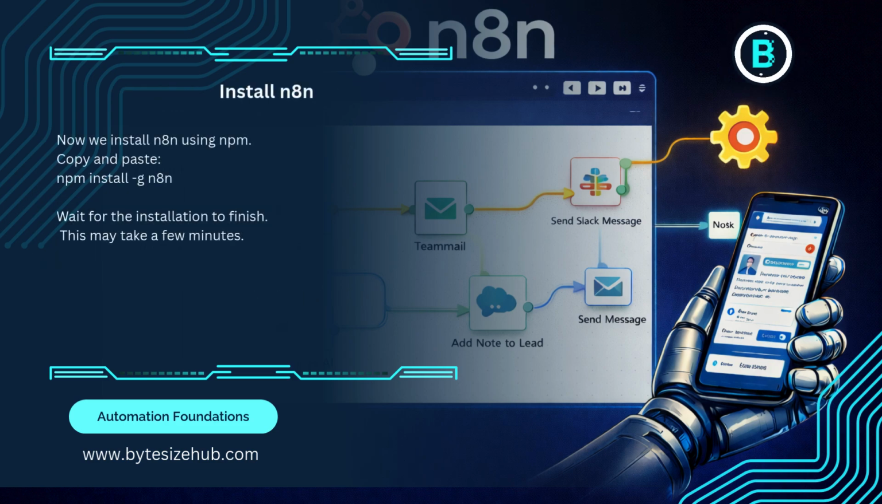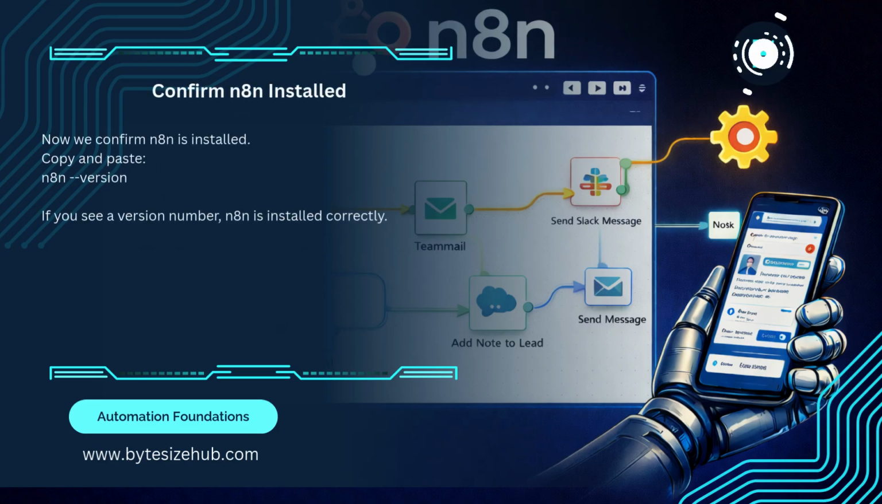Install n8n. Now we install n8n using npm. Copy and paste npm install n8n. Wait for the installation to finish. This may take a few minutes. Confirm n8n installed. Now we confirm n8n is installed. Copy and paste the following command, n8n --version. If you see a version number, n8n is installed correctly.